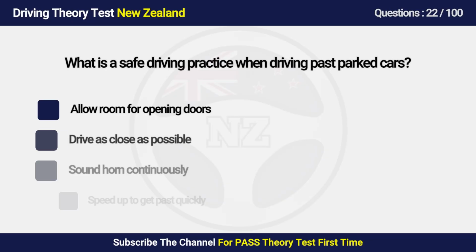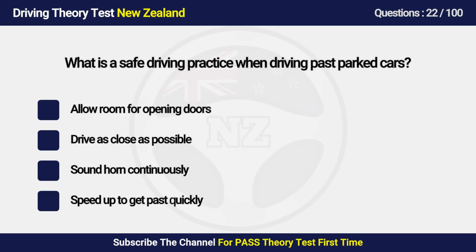Question 22. What is a safe driving practice when driving past parked cars? A. Allow room for opening doors. B. Drive as close as possible. C. Sound horn continuously. D. Speed up to get past quickly.